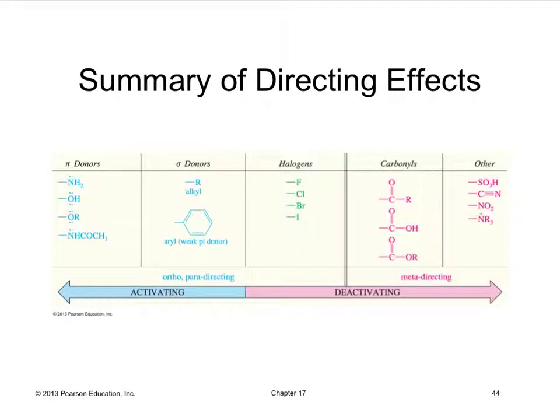So in terms of a summary of directing effects, you have activating groups such as pi donors and sigma donors, and they will prefer the ortho and para. Then you have the deactivating groups. Halogens are electron withdrawing to some extent, and then carbonyls and these other groups are meta-directing because they're bona fide electron withdrawing groups.